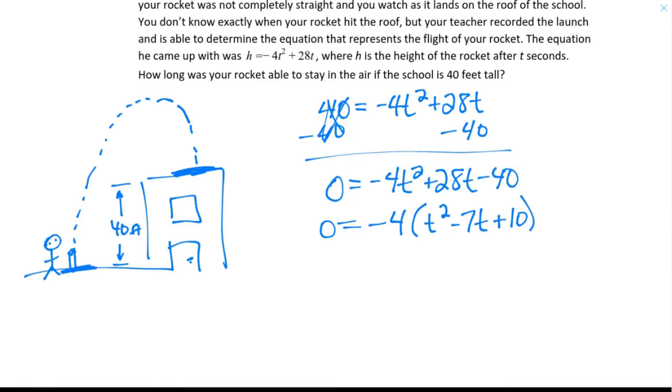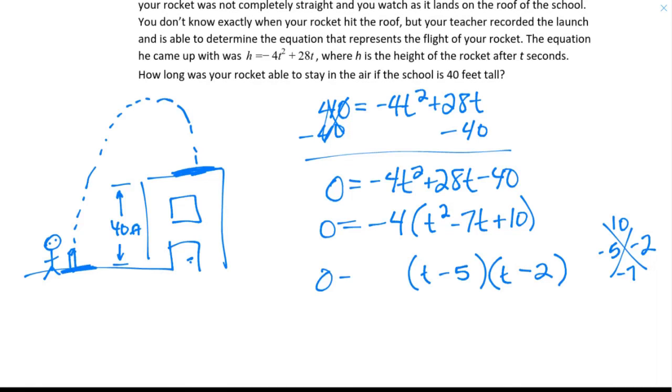Since the coefficient of that quadratic in parentheses now is 1, we can use our shortcut here, and we'll be able to jump straight into our factored form. Both binomials, both parts of my factored expression, are going to start with t. We then need to find factors of 10 that add to negative 7. Since it's a positive product and negative sum, they both have to be negative. Negative 5 and negative 2 are going to be the factors that get us there. So we'll fill in the negative 5 and negative 2.